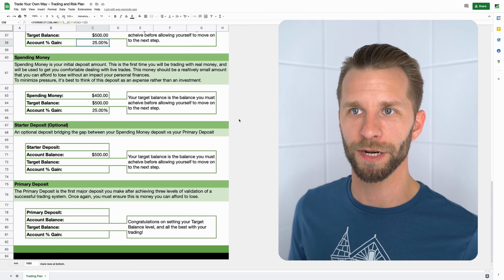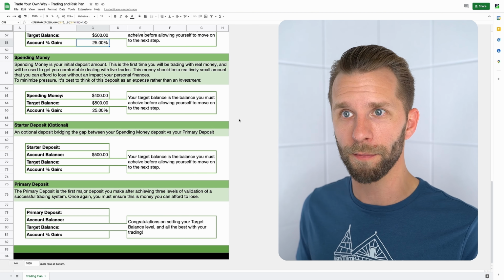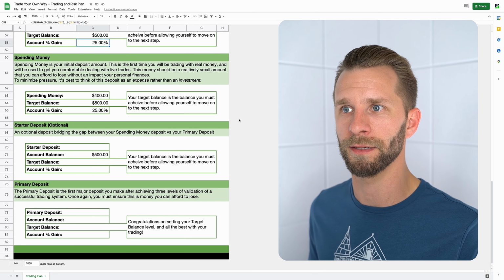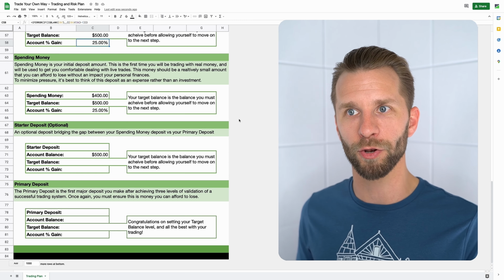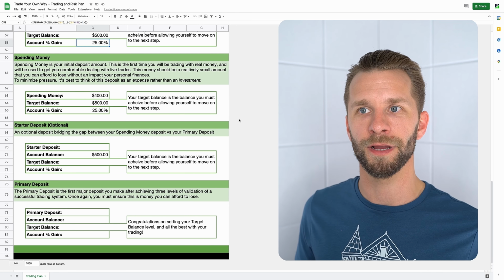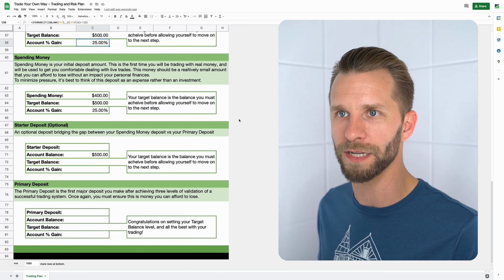Spending money is your initial deposit amount. This is the first time you will be trading with real money and will be used to get you comfortable dealing with live trades. This money should be a relatively small amount that you can afford to lose without an impact to your personal finances. To minimize pressure, it's best to think of this deposit as an expense rather than an investment.